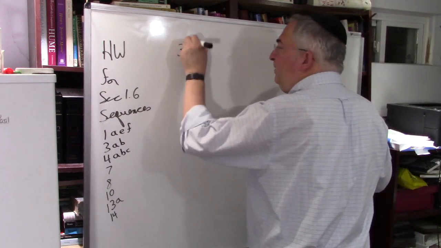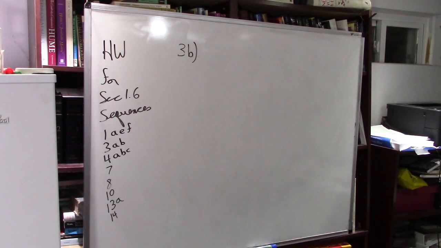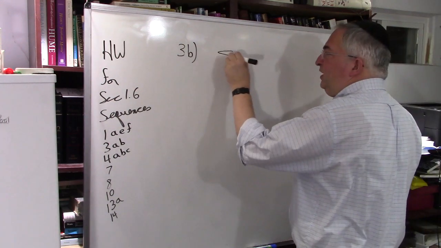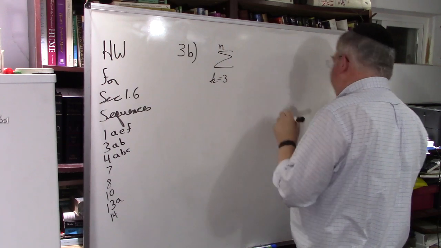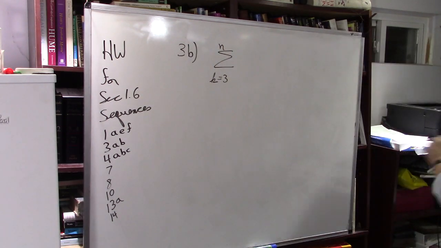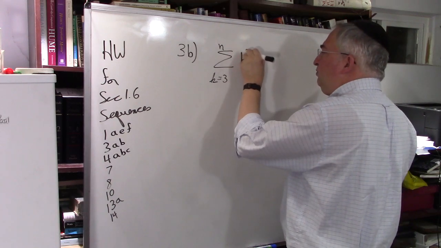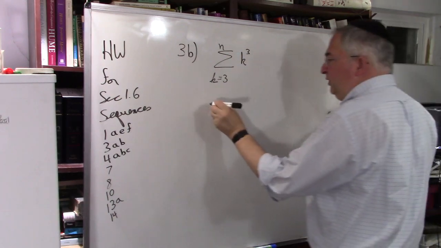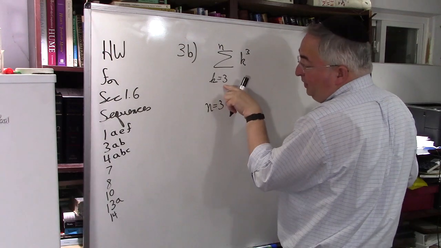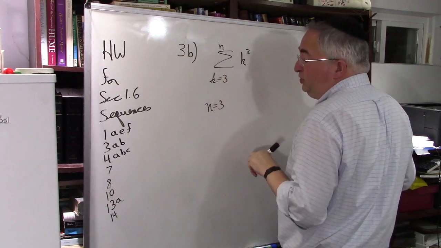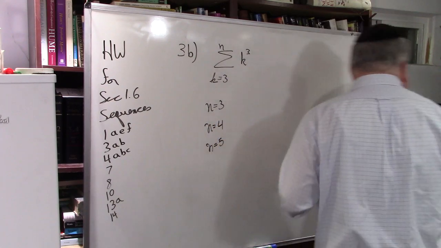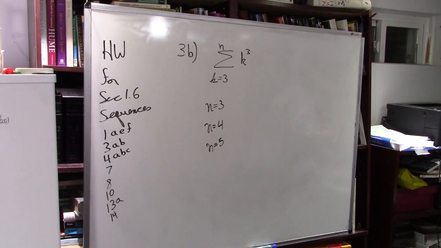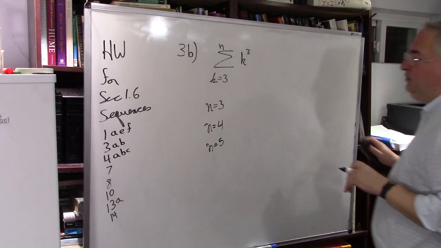Okay, 3b is equal to the sum of k equals 3 till n of k to the 3. So they want you to do this for n is equal to 3. It can't be lower than 3 because you start at 3, so when should you finish? n is equal to 4 and n is equal to 5. That's what they want us to do. Okay, so let's do that.